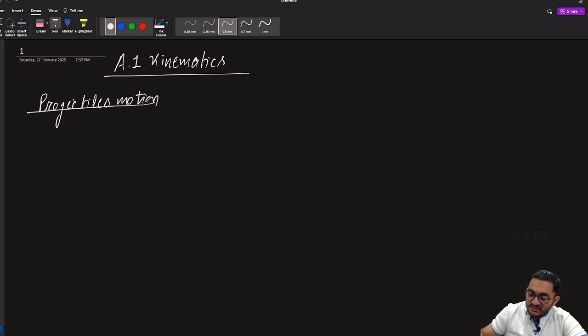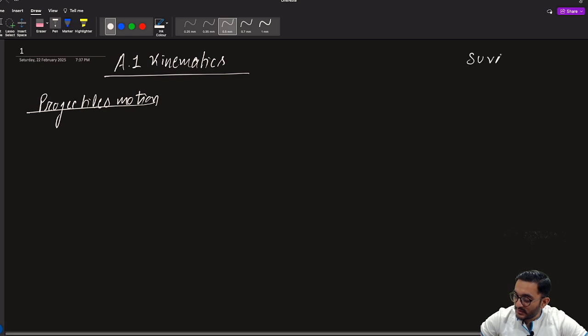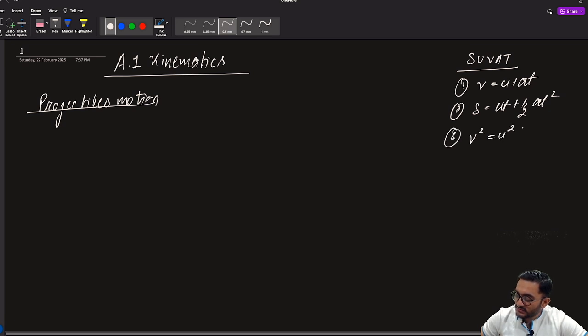Before we start this particular part of projectile, I hope everybody is aware of the SUVAT equations which we have learned earlier. If anybody is not aware of those SUVAT equations, let me tell you. The first three SUVAT equations which we need to know are v = u + at, s = ut + half at squared, and then v squared = u squared + 2as.